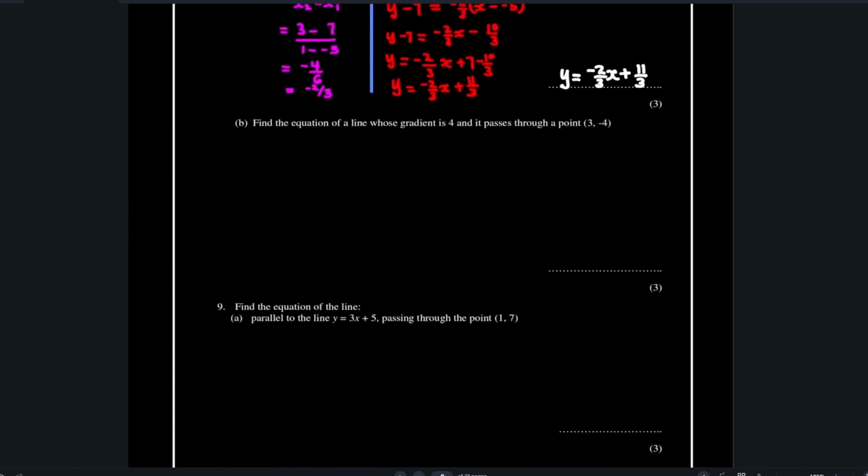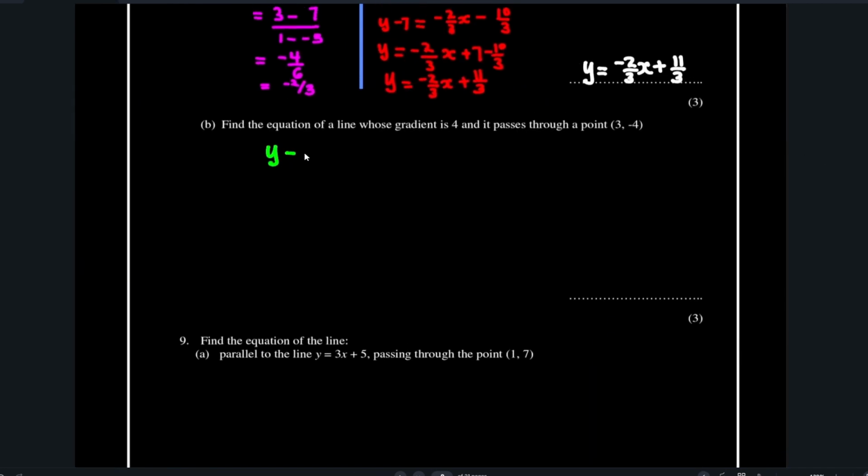Part B, find the equation of a line whose gradient is 4 and which passes through the point 3, -4. So in this question, we are not going to find the gradient because it's already given. So we move to the step of writing the expression that can enable us to find the equation. Like we said in the previous question, to find the equation of a straight line, you need to use this expression, which is y minus y1 equals m into x minus x1.